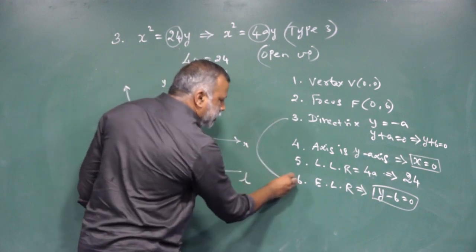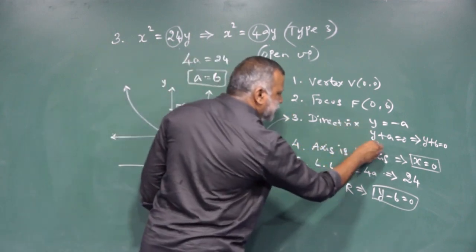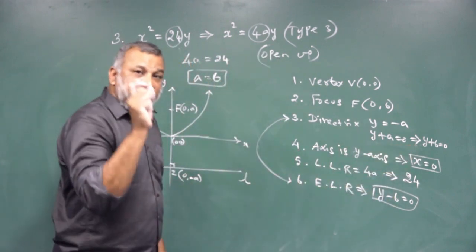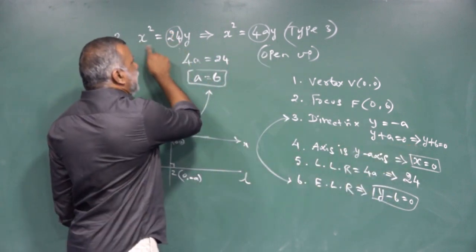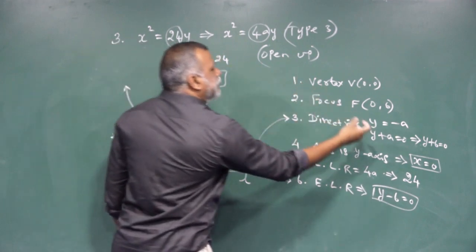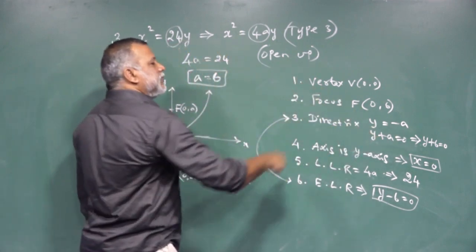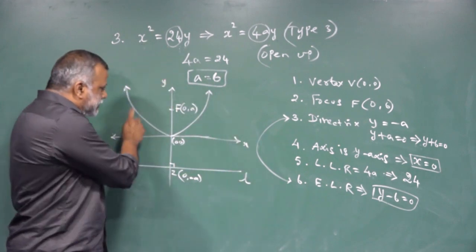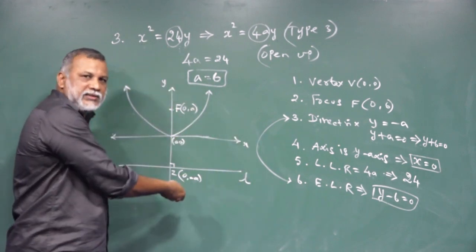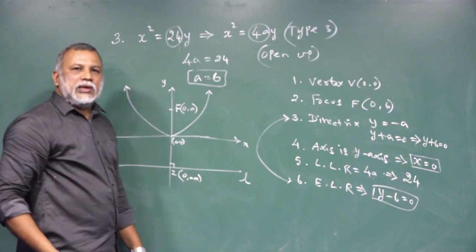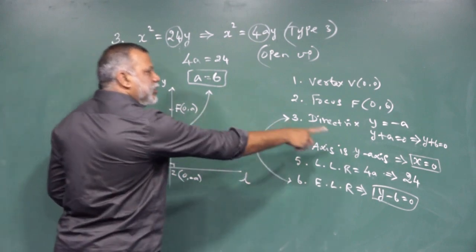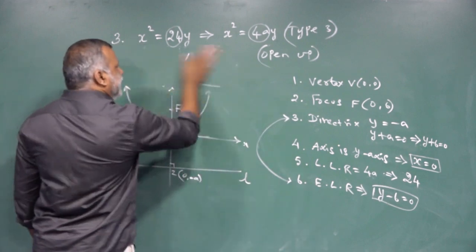Always compare these two results. See here, y plus, y minus. Compare this one, then fix the directrix. Since the value of y is here plus, it must contain positive only. Then just change the sign. Axis means, see the diagram, symmetrical about which axis? Y axis. Therefore its equation is x equal to 0. So compare with the diagram and find out the result. That is the simplest way.